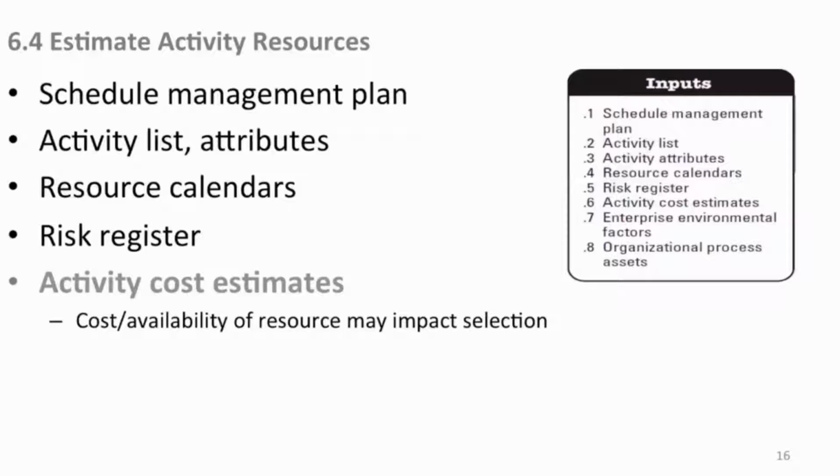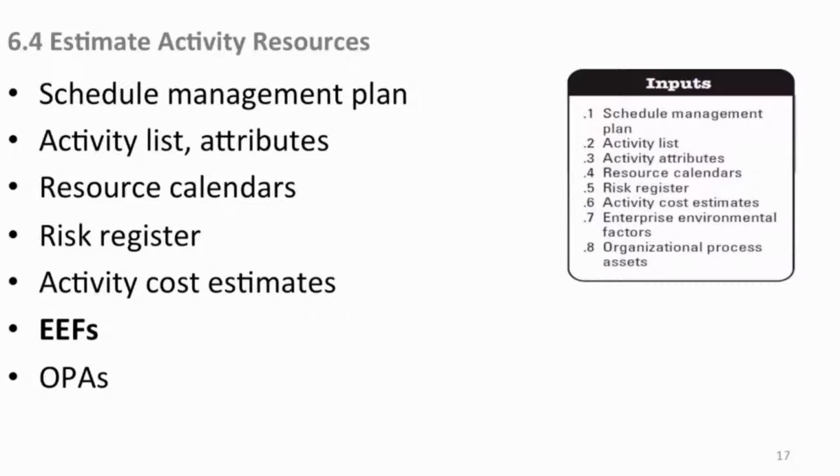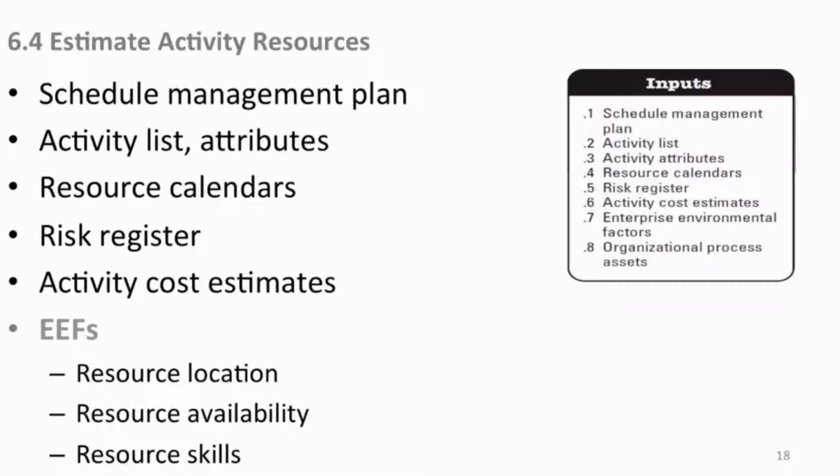Our activity cost estimates. We haven't done cost yet. That's chapter 7 in the PMBOK, which is cost management. If we had those, they'd come in, the cost and availability of those resources that we're planning for now. Environmental factors: where is the resource? Is it here? Is it co-located? Where are they? What is their availability? That's all environmental stuff over which we have no control.